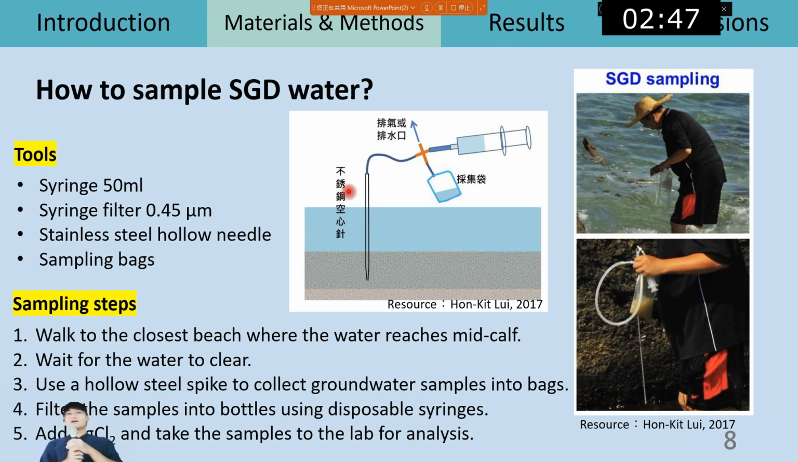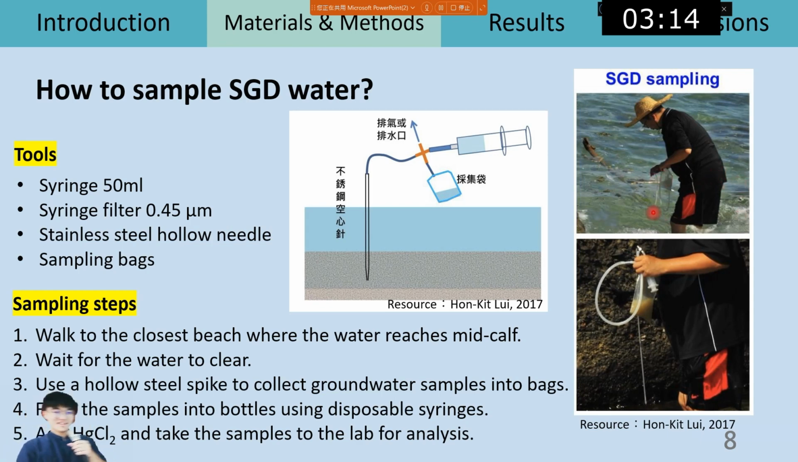And we all know how to sample the seawater and the rainwater, but how to sample SGD water? First, you need some tools. You need a syringe and a syringe filter and a stainless steel hollow needle and sampling bags. First step, you need to walk to the beach and walk into the water. The water level is about to your knee.